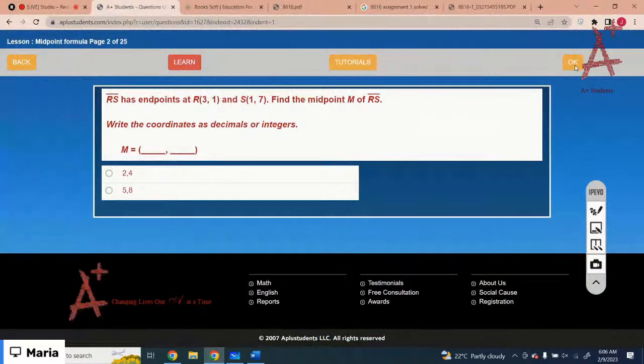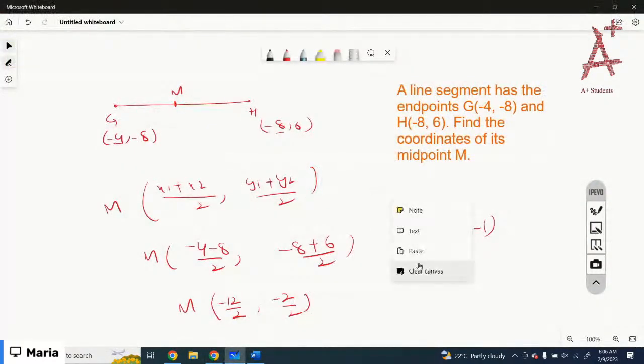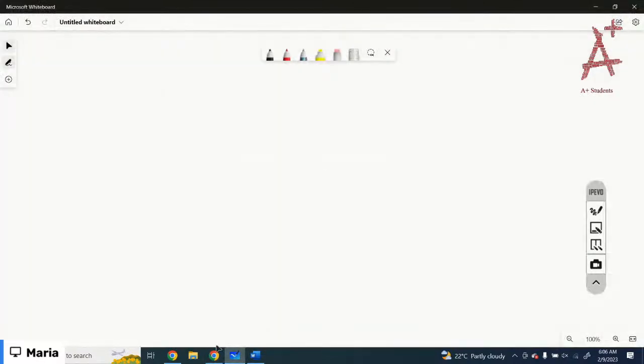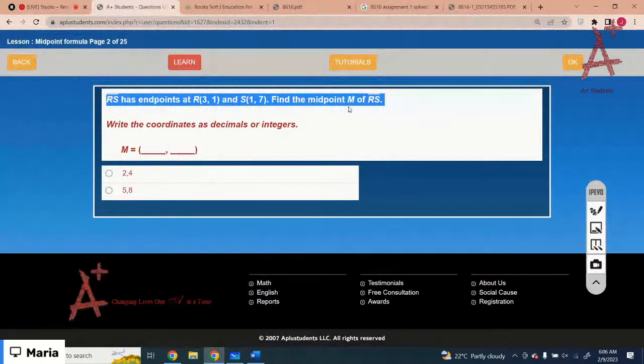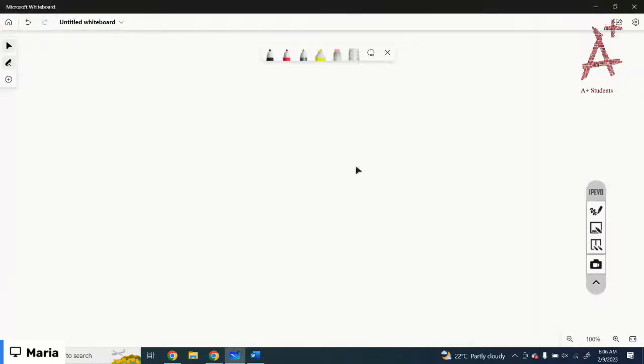Okay, the next one is, let me just write down the next one on the board. RS has the endpoints at 3, 1 and 1, 7. Find the midpoint M of RS. So you have to calculate the midpoint of the line RS. You are given the endpoints.